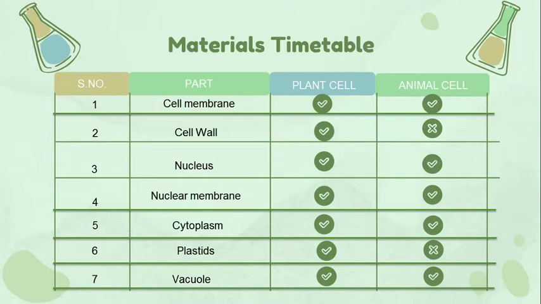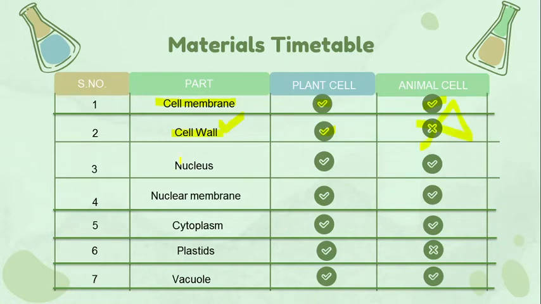Some materials in the plant cell are present, while some of them are not present in animals. So let us see. Here we can see that cell membrane is present in plant cell. Yes, it's present. In animal cell, yes, cell membrane is present, in plants and animal cells, in every cell. Cell wall. So we have noted this is an additional one. This is present in only plant cell but not animal cell.